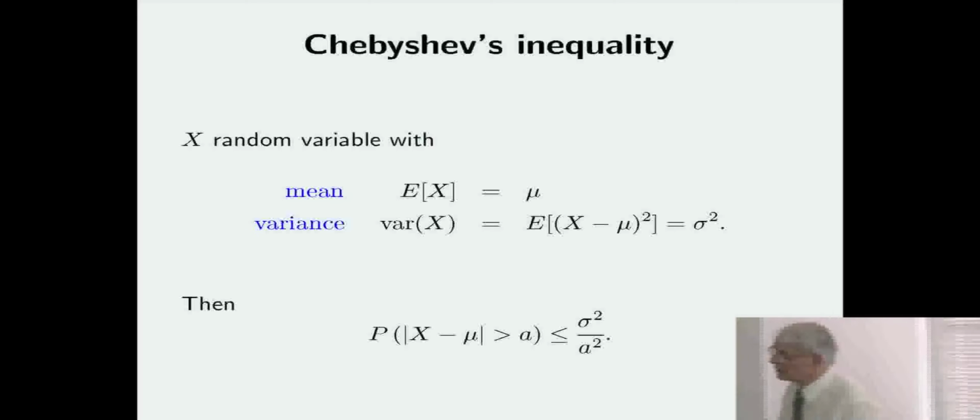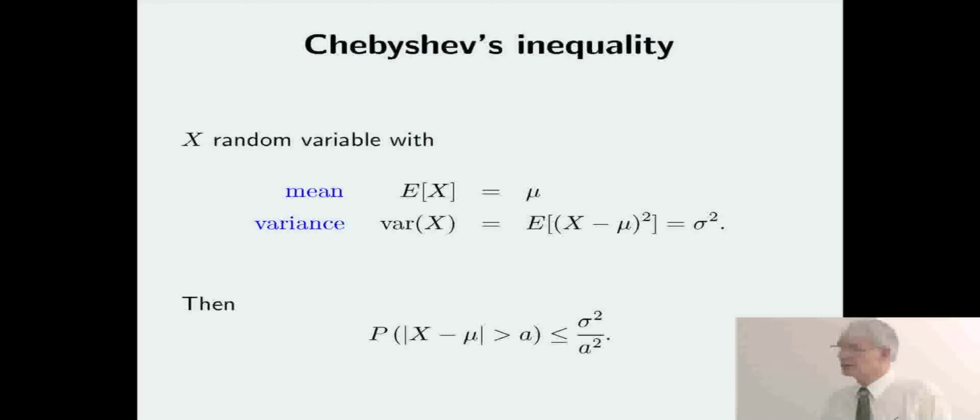It says, what's the probability that x is a long way away from its mean mu? What's the probability that the absolute difference is bigger than some constant a? He showed, and you can show, because it's quite an easy thing to do, that this is less than or equal to sigma squared, the variance, divided by a squared. And this is a wonderful inequality. It works for any distribution whatsoever as long as sigma squared is finite. That's all the theory I'm going to tell you. But this is well worth knowing.